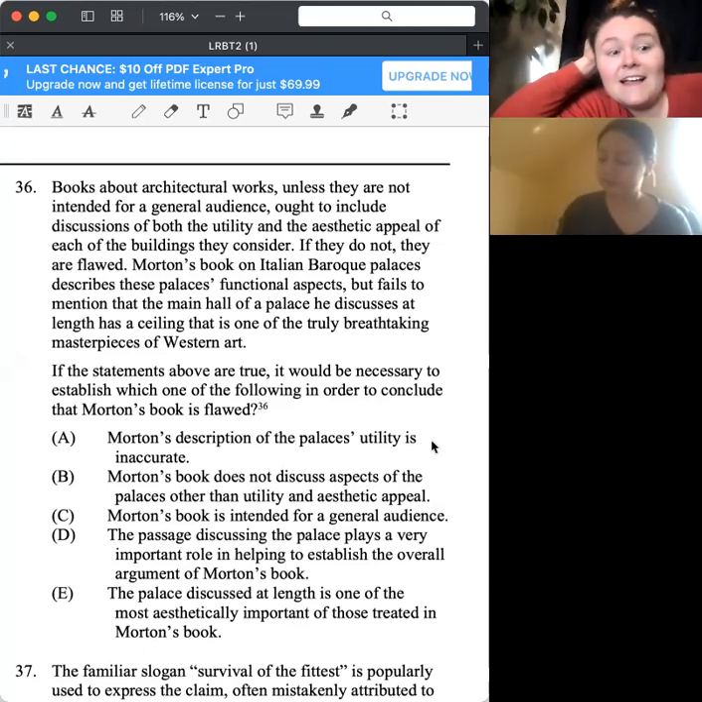So books about this, unless they are not intended for a general audience, so I gotta love that "unless" in there. They ought to include these two things. If they do not, they are flawed. Oh, so they don't have these two things and these books are flawed.